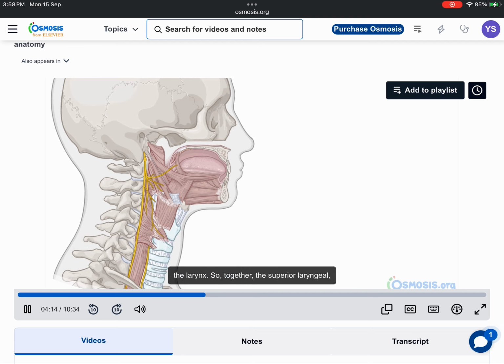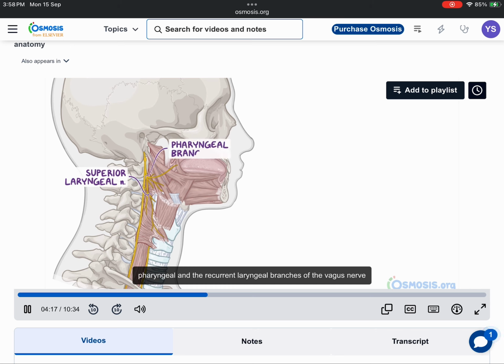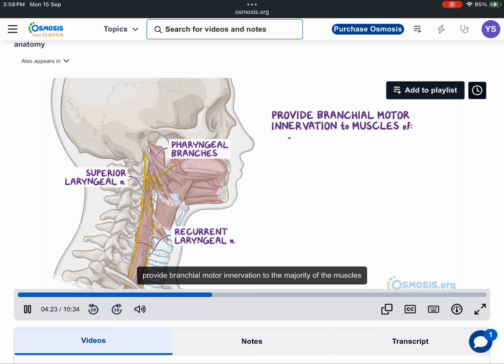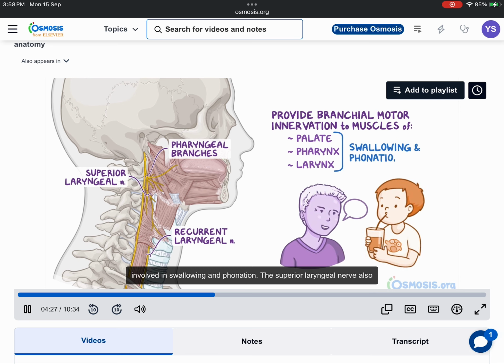So together, the superior laryngeal, pharyngeal, and the recurrent laryngeal branches of the vagus nerve provide branchial motor innervation to the majority of the muscles of the palate, pharynx, and the larynx, which are mainly involved in swallowing and phonation.